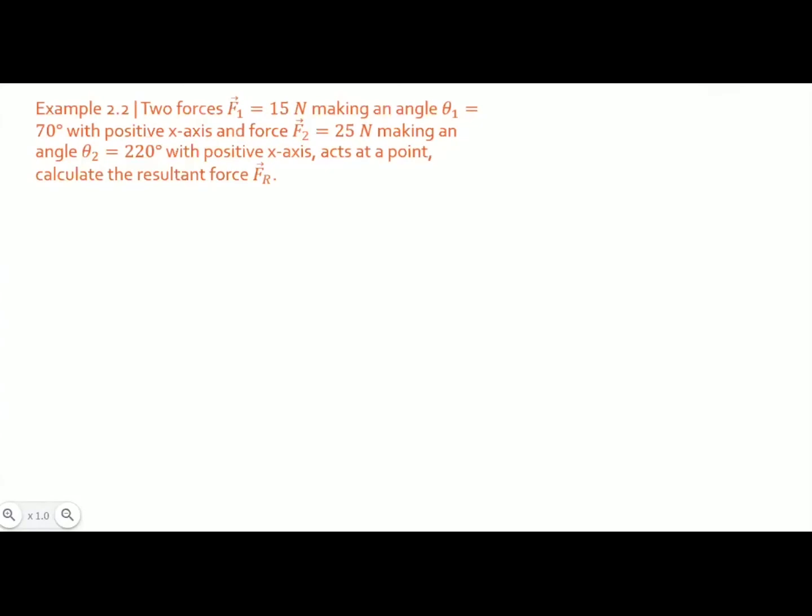70 degree with positive x-axis, and force F2 is equal to 25 Newton making an angle of theta 2 that is equal to 220 degree with the positive x-axis at a point, and we have to calculate the resultant force F R. So first of all, we will write down the data. F1 force magnitude is equal to 15 Newton, and the angle theta 1 is equal to 70 degree, while the magnitude of the force F2 is equal to 25 Newton, and the angle theta 2 is equal to 220 degree.